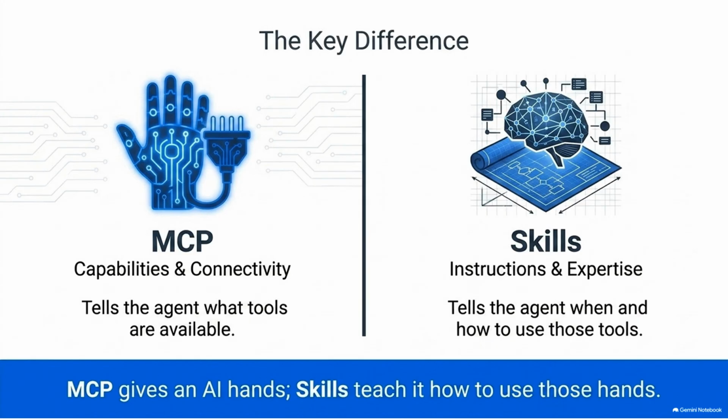This is the key difference, and it's worth remembering as one line. MCP is about capabilities and connectivity. It tells the agent what tools are available. Skills are about instructions and expertise. They tell the agent when and how to use those tools. Simplest way to say it, MCP gives an AI hands. Skills teach it how to use those hands.